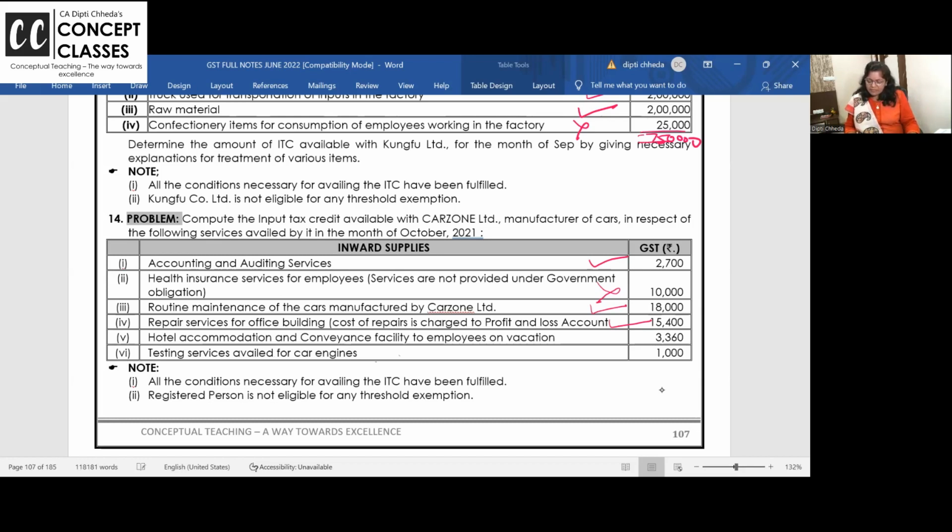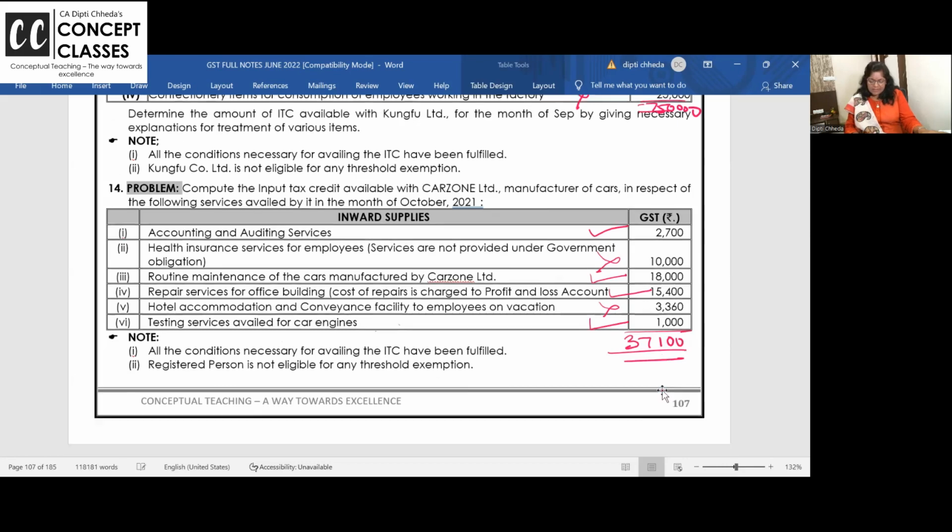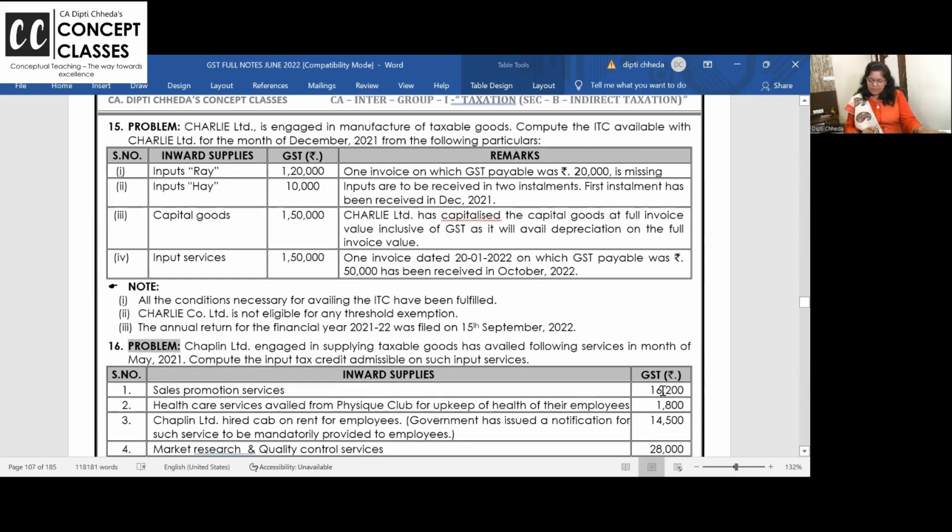Hotel accommodation and conveyance for employees on vacation, no. Testing services availed for car engine, yes. When you are selling the car engines, you need to avail all these services. So answer is yes. Do the total. Yes, faster than me. Correct. Or see, Dipti ma'am, कभी-कभी टोटल में गलती करते हैं. आपको करेक्ट आता है और आपको एग्जाम के लिए भी करना है. If you copy now from screen, it will not help you. Total ITC is 37,100. ठीक है.